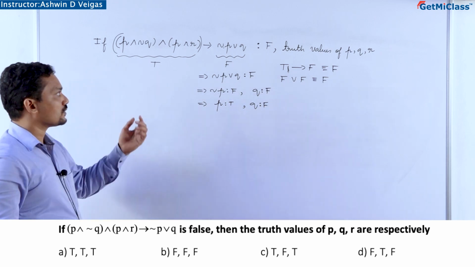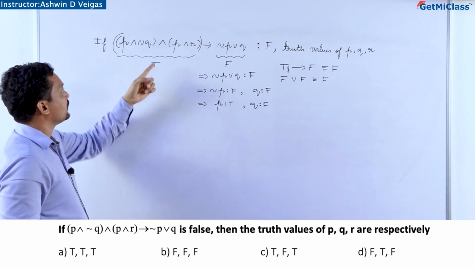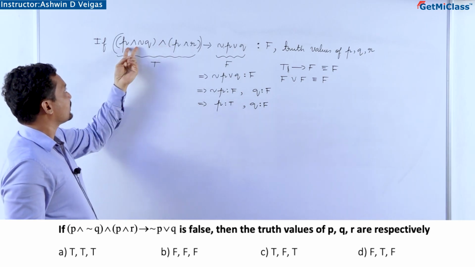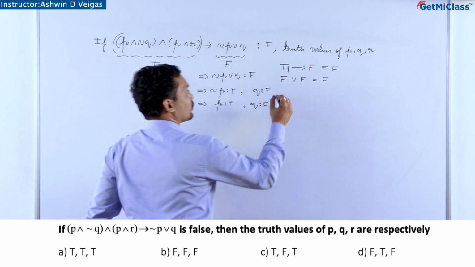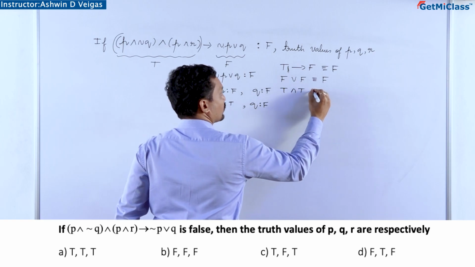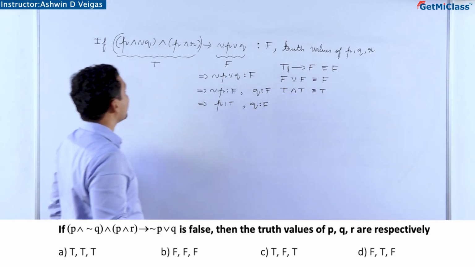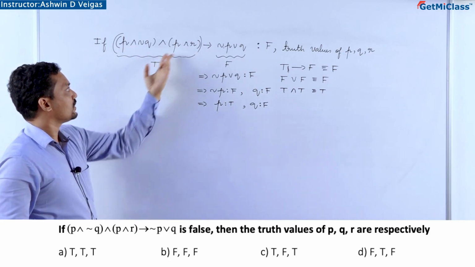Now, there is another truth value, that of R, that is remaining. If you see this side, this is AND. So, this AND this is true. Now, you know AND is true only in one case, that is when both are true. True and true is always true. That means, if AND should be true, the first one should be true and the second one should be true.